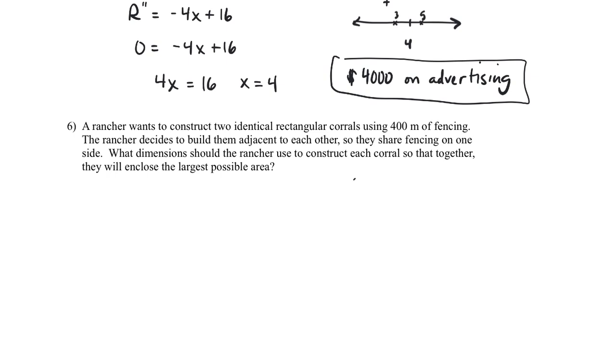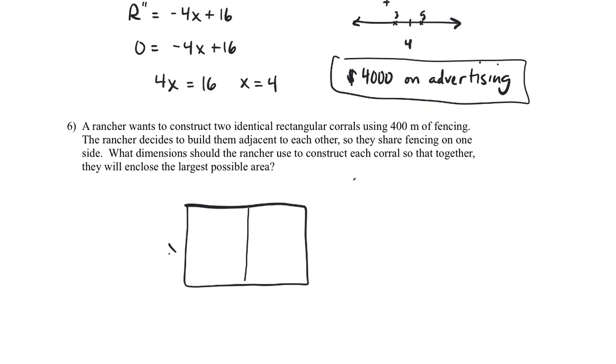So this rancher is going to build rectangular corrals adjacent to each other like this. So we have a rectangular corral here and a rectangular corral here, and they share a fence on one side here in the middle. So there's 400 meters of fencing available.